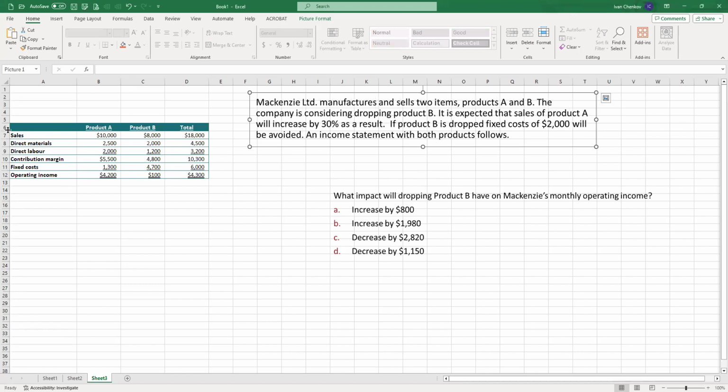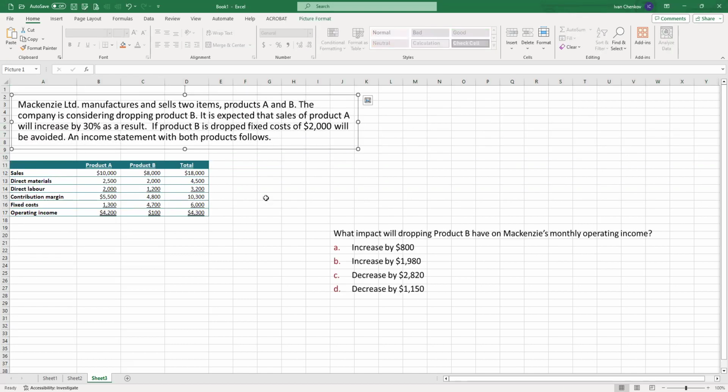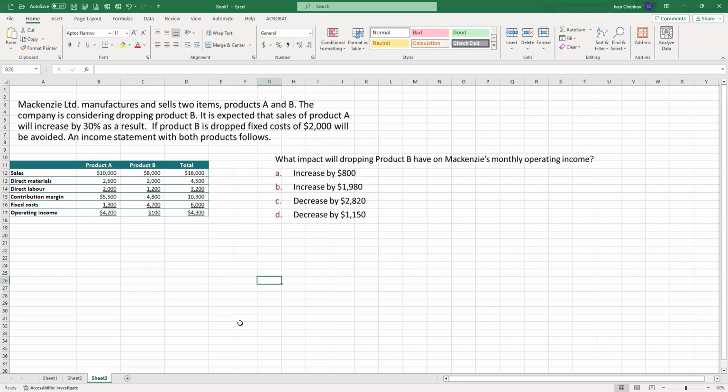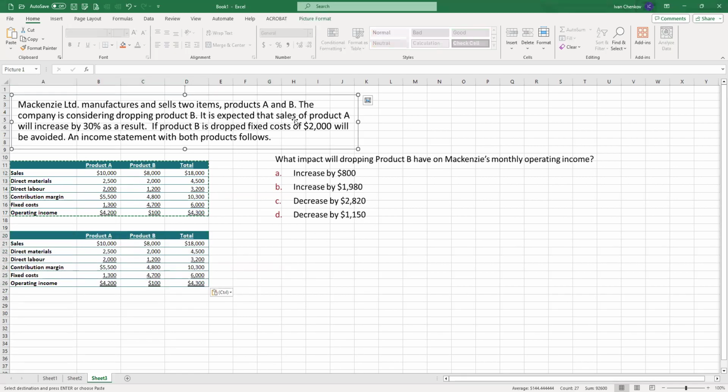This company manufactured those products. The question is, what shall we do? Manufacture product A and product B. The company considered dropping product B, so we eliminate this one. So let's make these calculations here. It is expected the sales of product A is going to increase by 30% as a result. If the product B is dropped, fixed cost of 2,000 will be avoided. Income statement of both products is as follows.